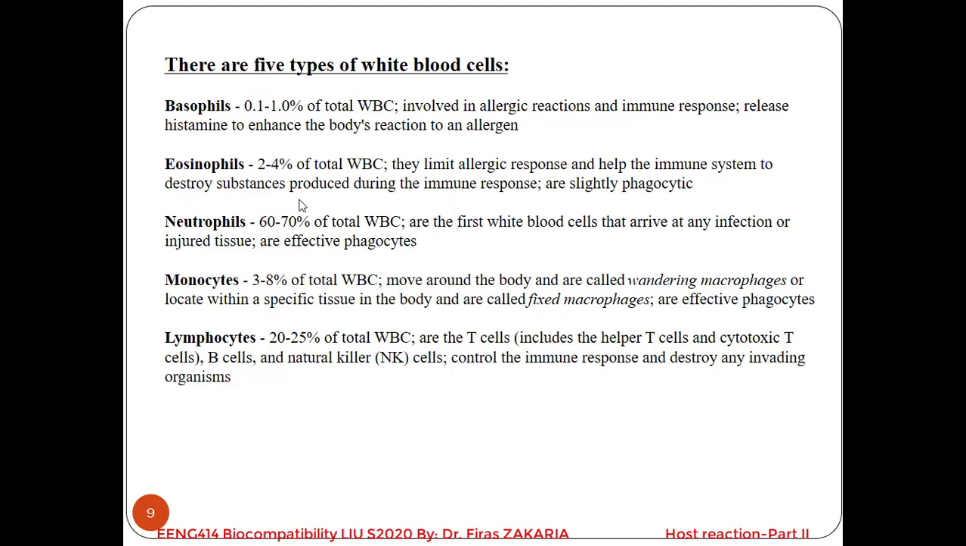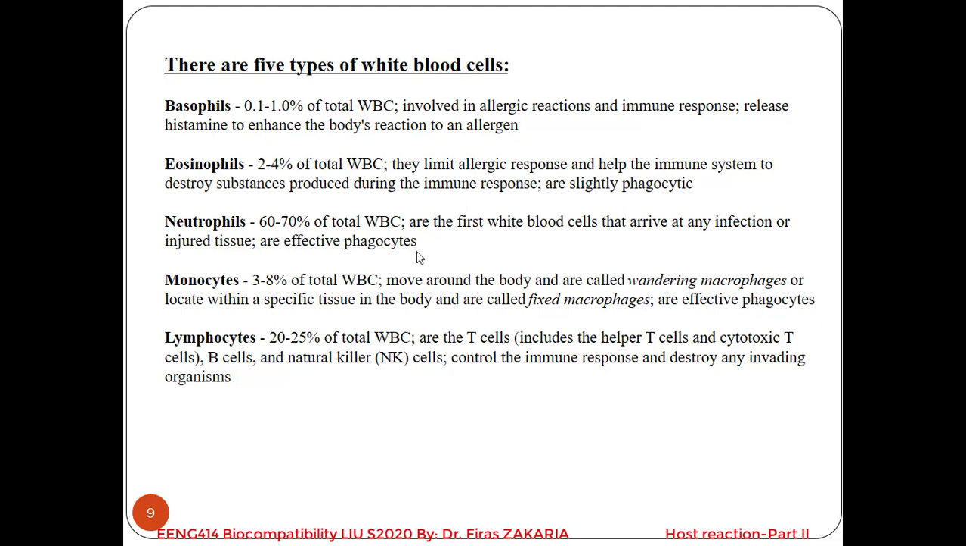eosinophils كمان they involved in allergic response. Also, it helps the immune system to destroy substances produced during the immune response. The important point here فإذا الإيوزونوفيل هو slightly phagocytic.